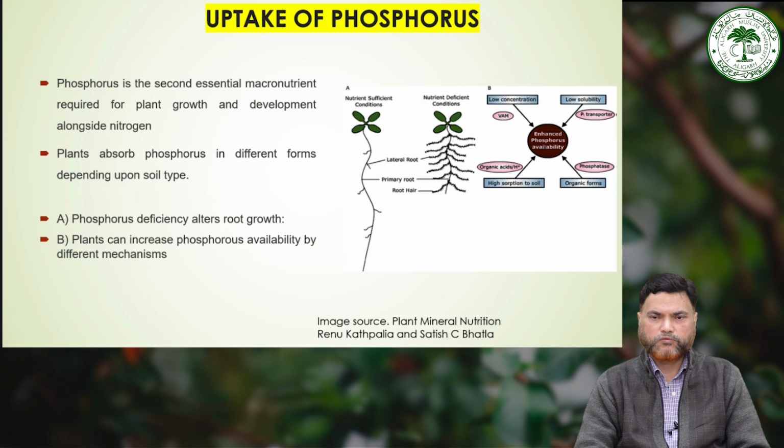Another method involves forming associations with beneficial fungi called vesicular arbuscular mycorrhiza, abbreviated as VAM, which develop a symbiotic relationship with the plant's roots and extend thread-like hyphae into the soil and enhance the uptake of phosphorus, especially in acidic soils that are low in phosphorus. So these mechanisms help plants cope with phosphorus deficiency and make sure that they can access the nutrients they need for growth and development.